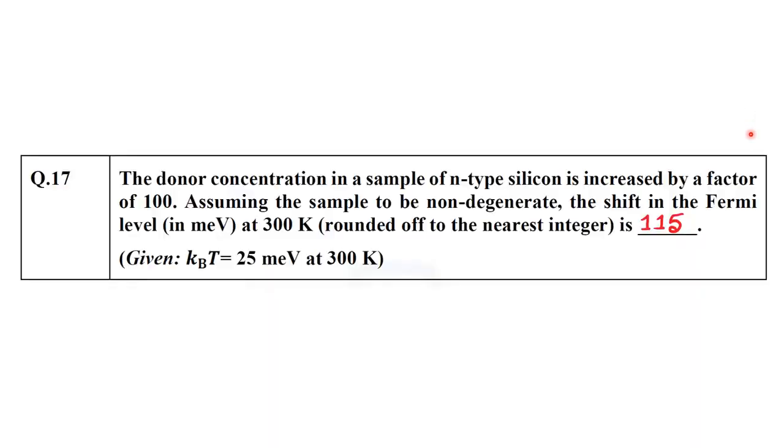According to our solution, the shift in the Fermi level in millielectron volt at 300 Kelvin is 115 in the integer form.